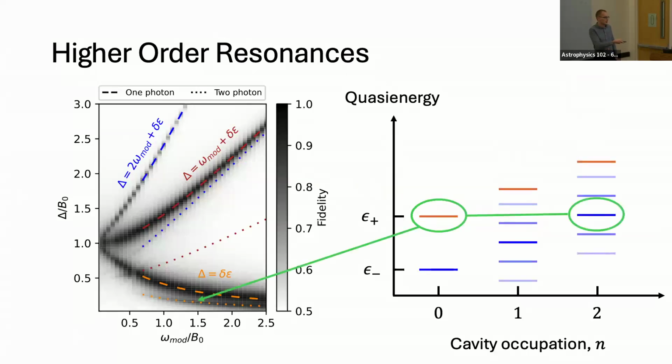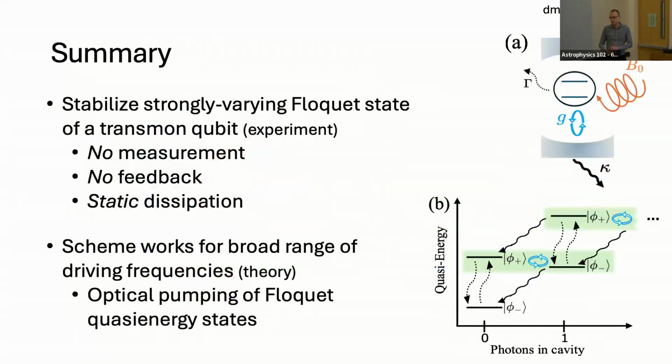And there are still other kinds of higher order processes where you have two photons but no Floquet copies, and these also turn on in this plot. Okay, so that's the explanation of this effect. What we've managed to do is stabilize these Floquet states, these quasi-energy states of a periodically driven qubit.